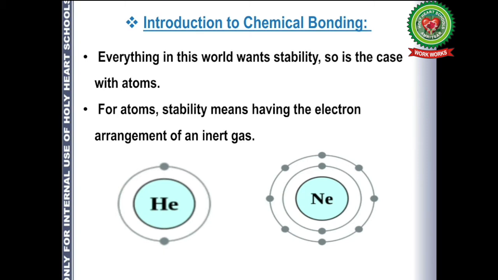So students, as you know that everything in this world wants stability. So is the case with atoms. For atoms, stability means having the electron arrangement of an inert gas. That means having 2 electrons in their outermost shell, that is K shell in case of helium, or having 8 electrons in their outermost shell as in the case of neon, argon, etc.